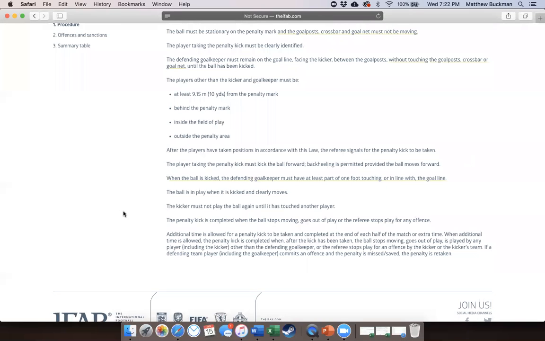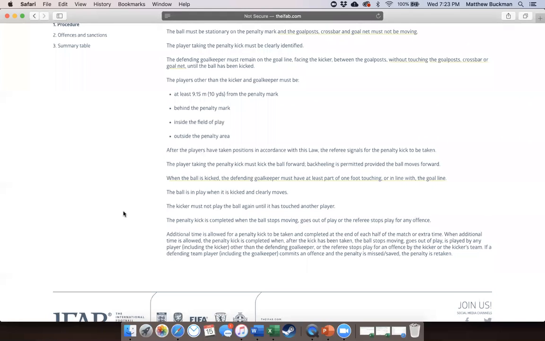So we allow for additional time to be able to take that penalty kick, and that additional time is considered over when the penalty kick is completed. Therefore, when the ball stops moving, when it goes out of play, or when the referee stops play for an offense. That's how we consider the penalty kick to be over. So a thing you might see happen is the player may shoot, it may hit the goalkeeper, go straight up in the air, spinning backwards, bounce on the ground, and then go in the goal under its own volition. We would consider that penalty kick to be still active until the ball stops moving. So that's why that language is written into the laws of the game.